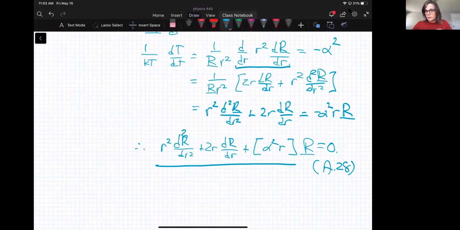Is it spherically symmetric? Is it cylindrically symmetric? Oftentimes, all of these pieces are going to drop out. You're familiar, I'm sure, with spherical harmonics. That's where we're not even looking at the R part, and we're looking at the solution of Y_lm. That's where this is headed. But what A.28 is going to get you is what are called the spherical Bessel functions.